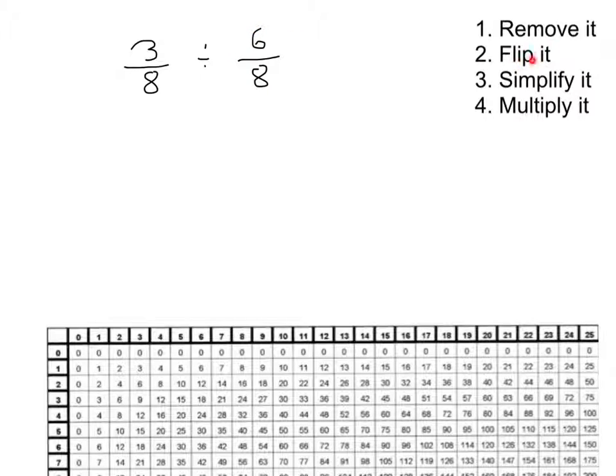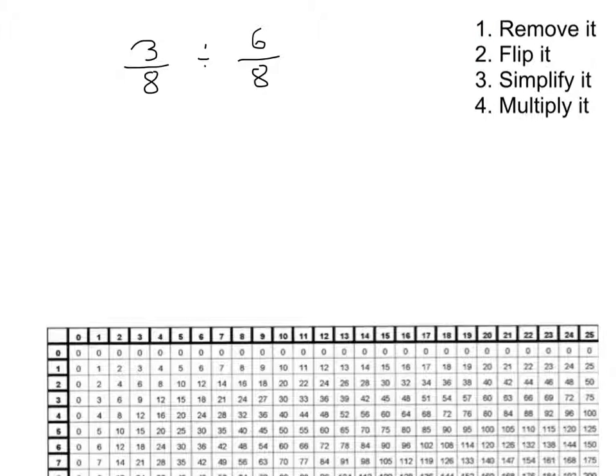And what it means by flipping is changing the 8 so that it's now on the top and the numerator is now on the bottom as the denominator. Simplify means simplifying across, and multiplying means multiplying the numerators and the denominators. So let's try and do this step by step.